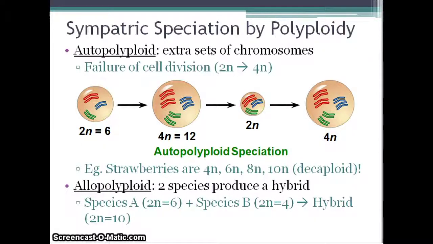Okay, now sympatric. This is talking about the polyploidy situation. So basically, there are two different types. Autopolyploid, okay, so this is one type, and another type on the bottom right here, allopolyploid. Okay, so basically, it's talking about having extra chromosomes. Autopolyploid is basically talking about multiple sets, so extra sets of chromosomes.